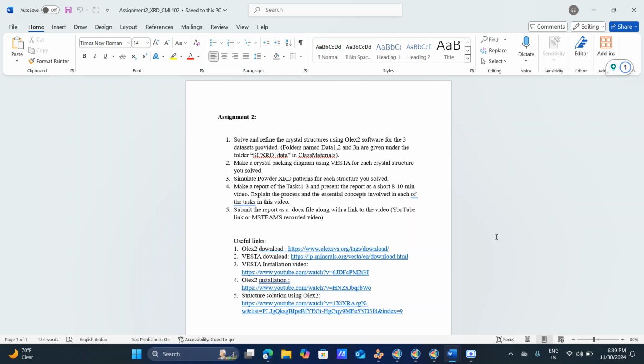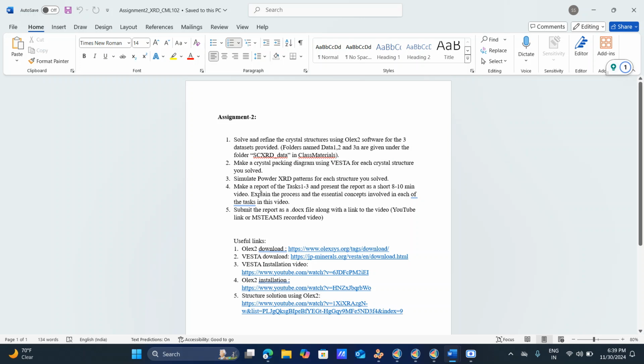So what we have to do in this assignment is solve and then refine the crystal structure using a tool named OLEX2 software. We are given data named SCXRD data, provided as suggested in our tips. I will show you what that data is. Then we have to make a crystal packing diagram using the software VESTA. In the previous assignment, we learned how to use VESTA, so we can easily go through that.